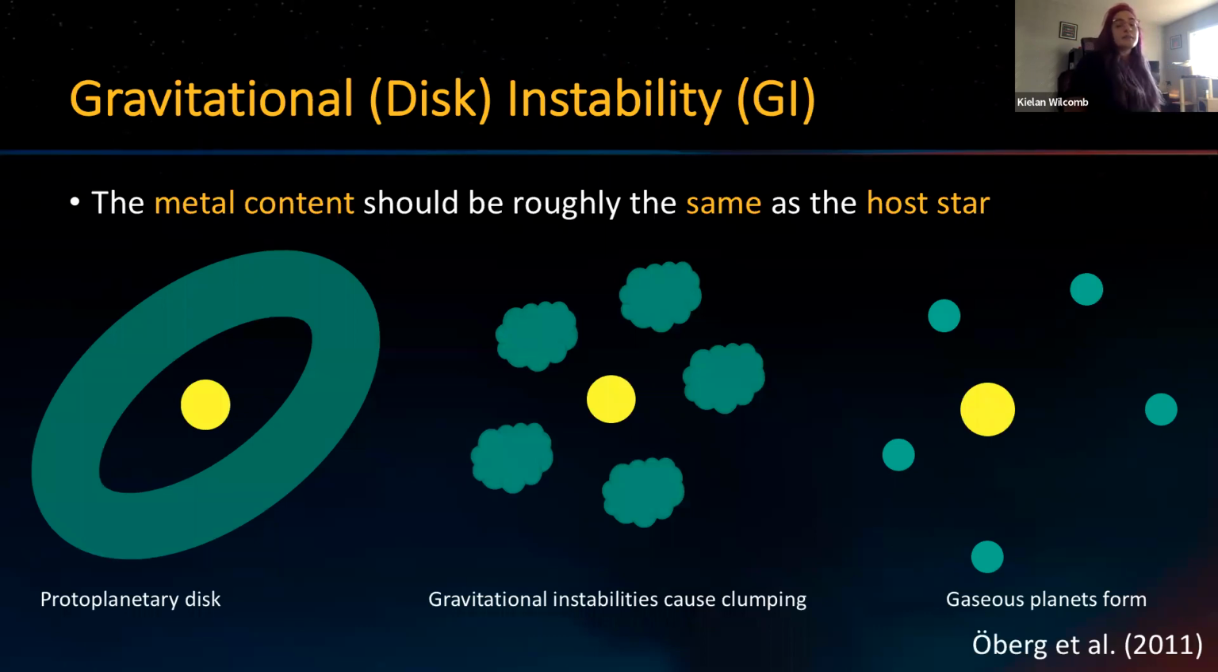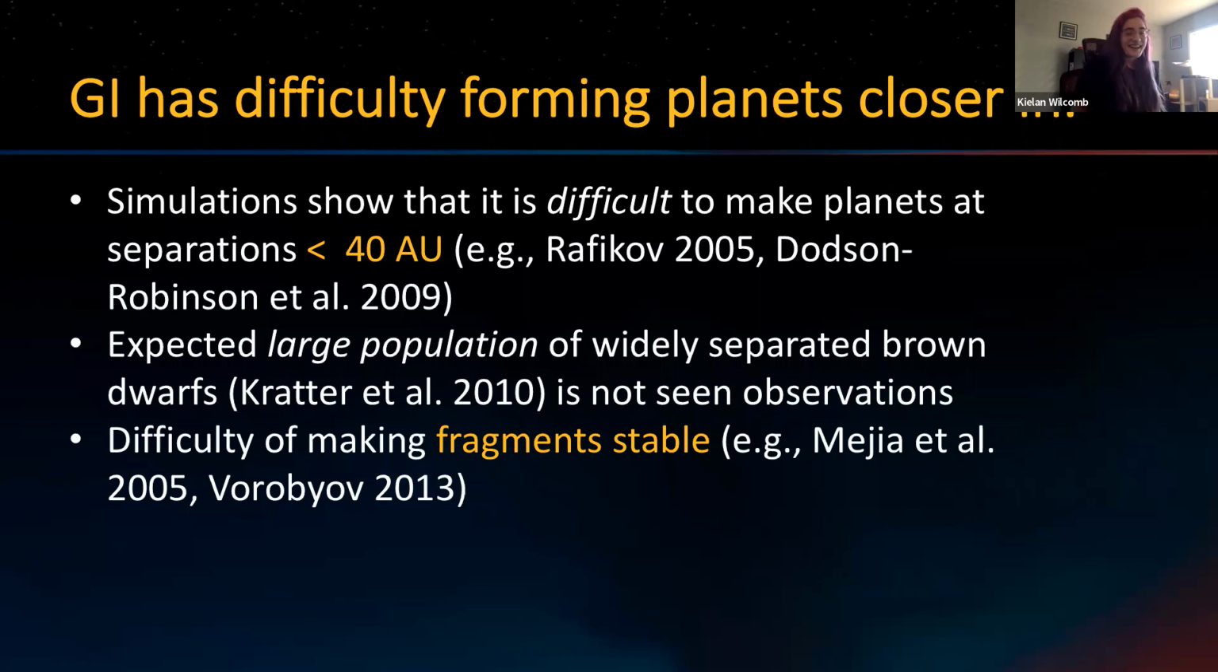Planets forming through gravitational instability should have roughly the same metal content as the host star. In this scenario, gravitational instability has caused clumping in the protoplanetary disk, which later leads to the formation of gaseous planets. These atmospheres should have close to stellar metallicity because all the material is mixed as they collapse into planets. Gravitational or disk instability can often form planets on wide orbits more efficiently. But again, simulations show that it is difficult to form planets closer than 40 AU.